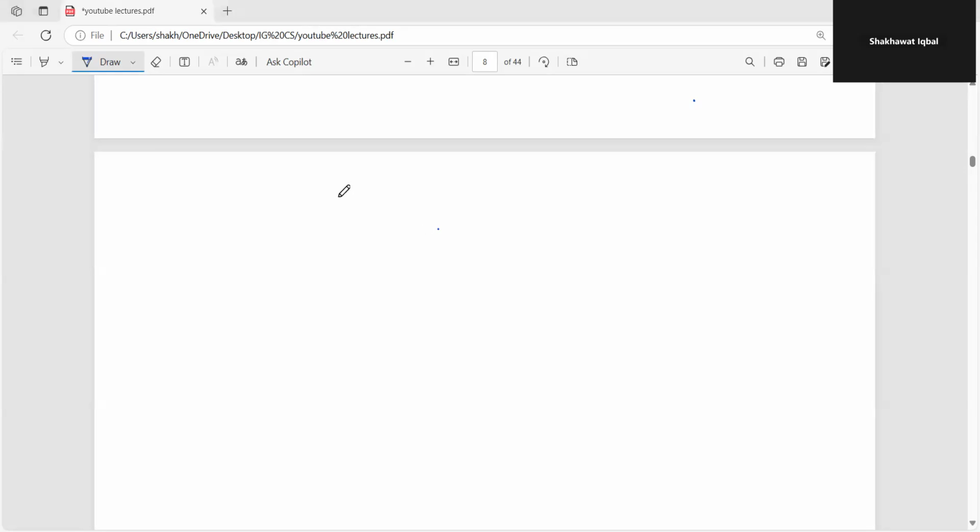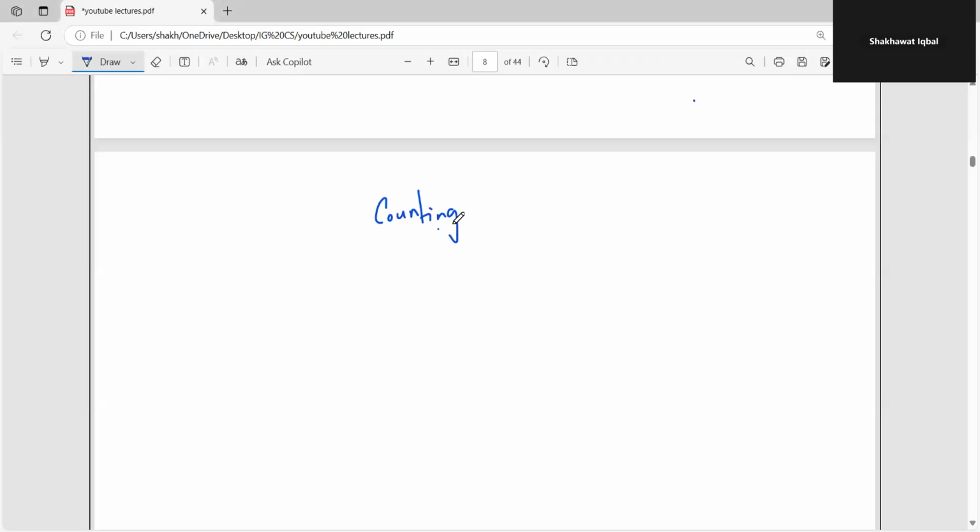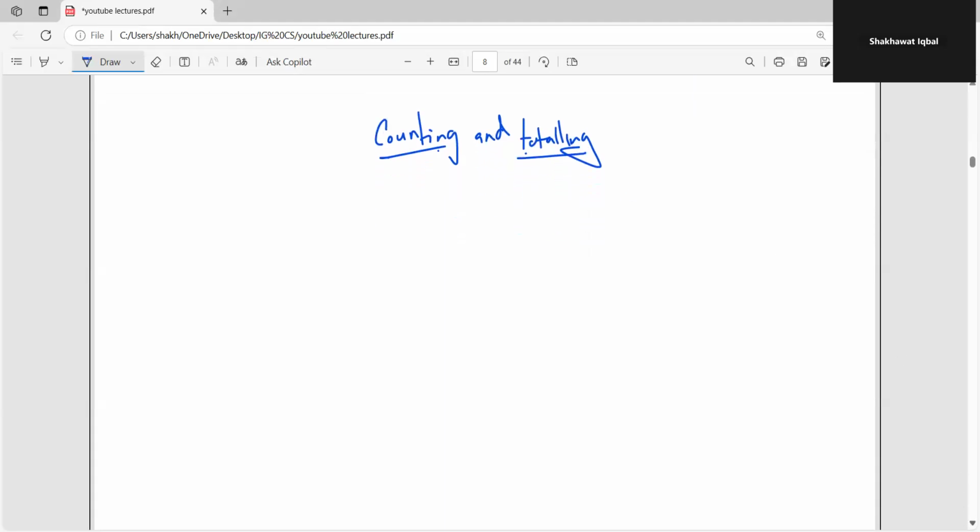Okay, so today we are going to learn more about counting and totaling. Our main target is to learn how a programming language will help us to do totaling and counting. So what is the definition of totaling?